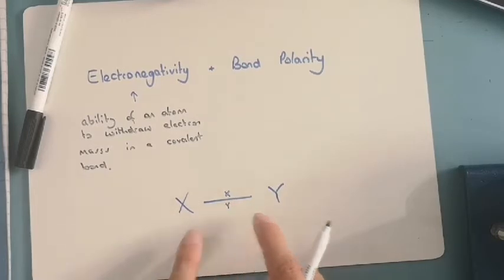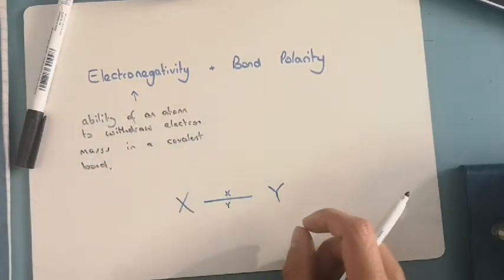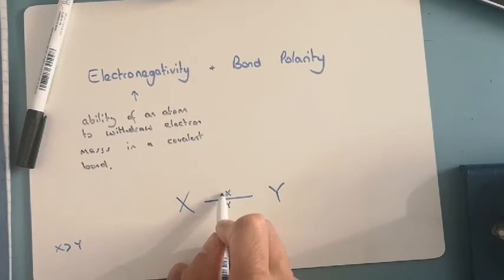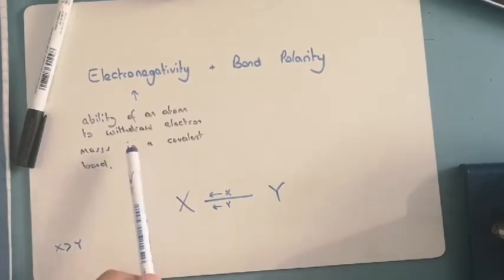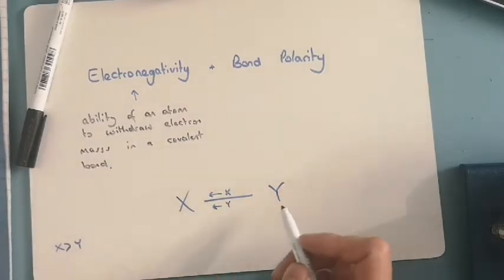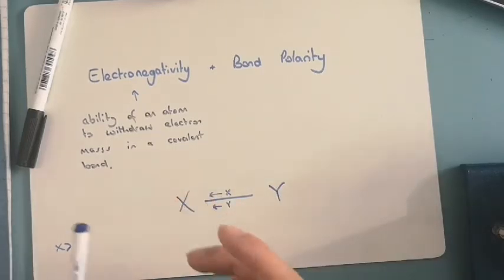They're both attracted to them because they've both got nuclei full of protons, and they're trying to pull the electrons towards them. Now, the more electronegative something is, the better it can pull. So let's say X is more electronegative than Y. These electrons are going to shift and move closer to X because it's more electronegative, and it can withdraw the electron mass, just the electrons, to itself. It can pull them closer. So X in this case does it better than Y, so electrons move over, and that's electronegativity.